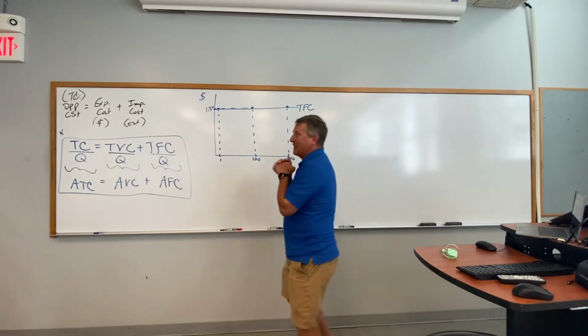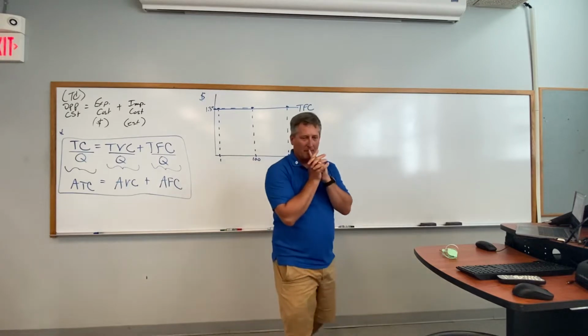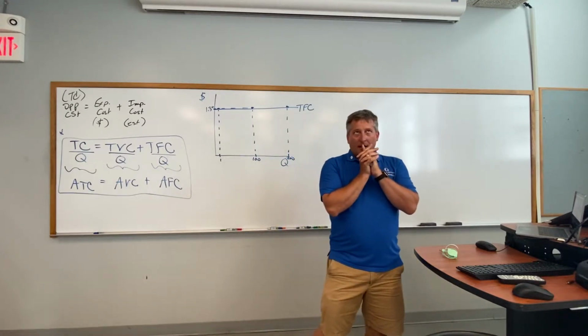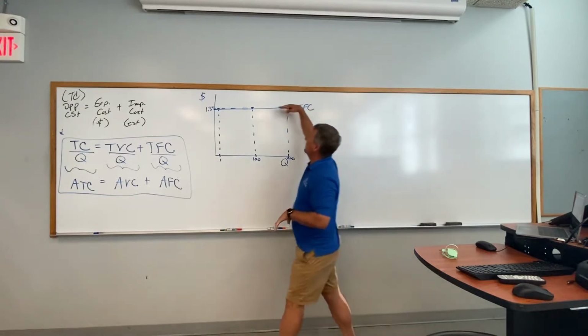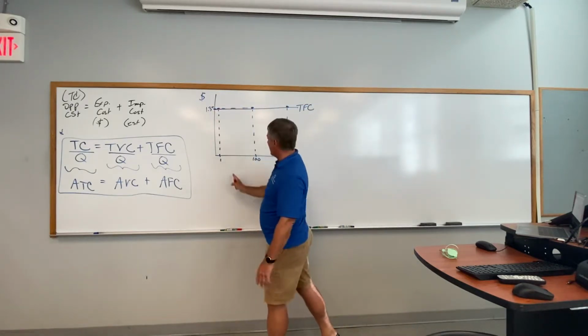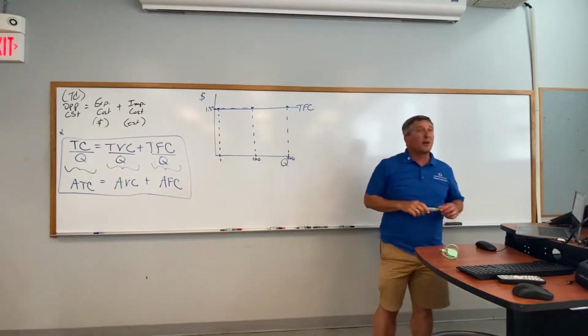The average fixed cost. Jonathan? Total fixed cost divided by quantity? Yes, but what does it look like? Okay, so this is the shape, even though it's a straight line, right? Because at each quantity, that sucker is straight across.